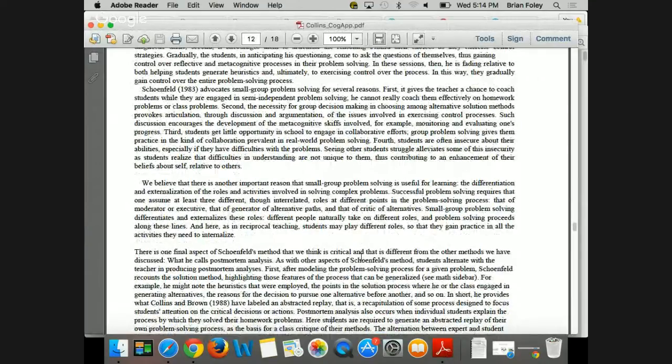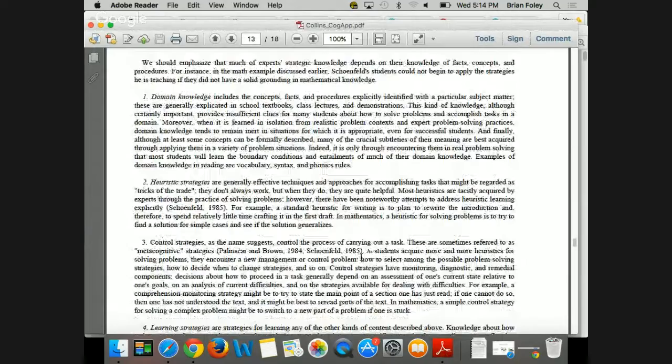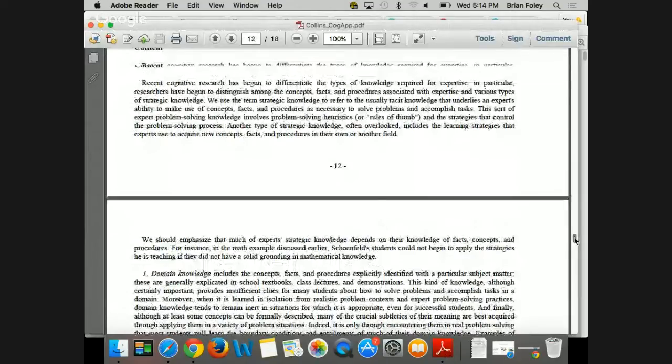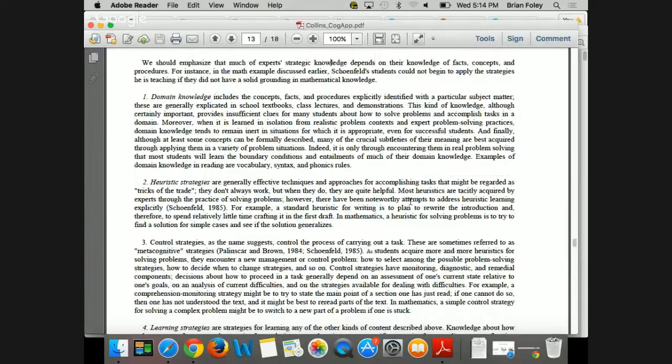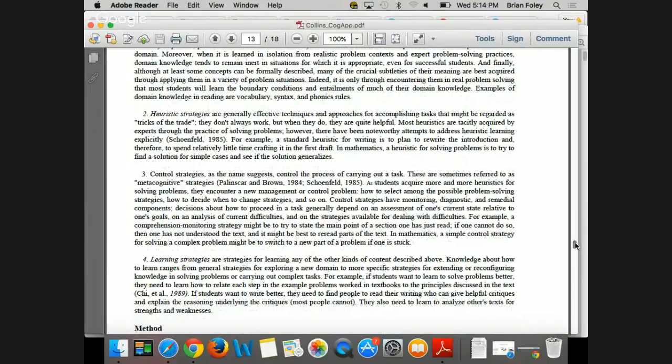No. They said that you should kind of cherry pick the parts that are good for you and whatever it is that you're trying. They said it's not a packaged formula. There's certain things that work for certain people and for certain kids. Use your professional judgment. Exactly. But they give a few strategies, right? Talking about the domain knowledge, the heuristics, the controls.